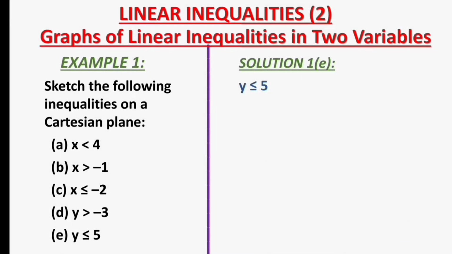Let's see the solution to question 1e. The graph of y is less than or equal to 5. Once again, what kind of boundary line would be required here? Would it be a broken line or a solid line? Let's see.